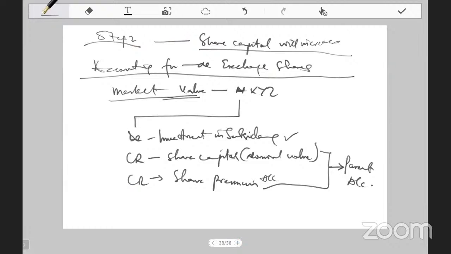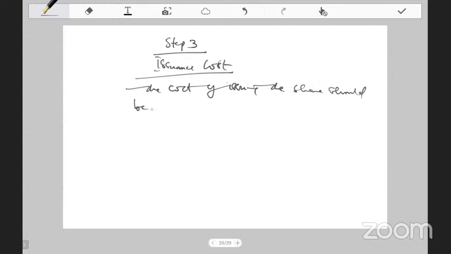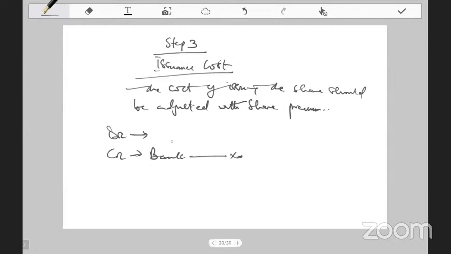Now there's a step 3, which a lot of people shy away from, and I always tell my students to pay attention to it: the issuance cost. In some situations the shares will be issued and there will be an issuance cost. According to the standard, the cost of issuing the share should be adjusted with share premium. When you pay that amount, you deduct it from your bank account, but you debit your share premium. Issuance cost is not an operating expense; it is a capital form of expense. That is why we deduct it from our share premium.